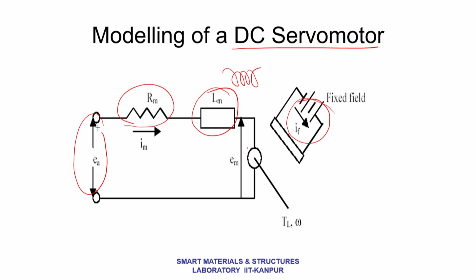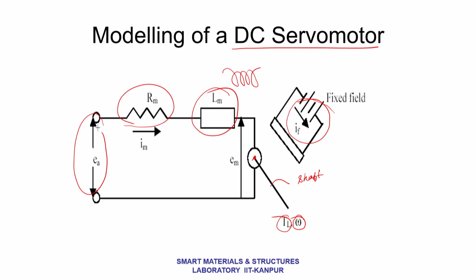What is the mechanical part? Well, the servo motor must be rotating some shaft. So, this is that shaft, which gets rotated about this point, having an angular velocity omega and with a torque TL. That is the mechanical part of the system.